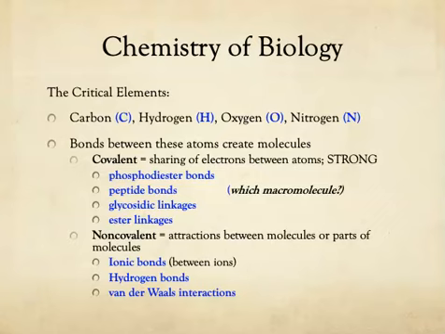So there are four critical elements that we need to be familiar with in living cells: carbon, hydrogen, oxygen, and nitrogen. They differ in their electronegativity, and they come together to form covalent bonds and other types of bonds, like the ionic bond that we discussed. It's the bonds between atoms that build molecules.